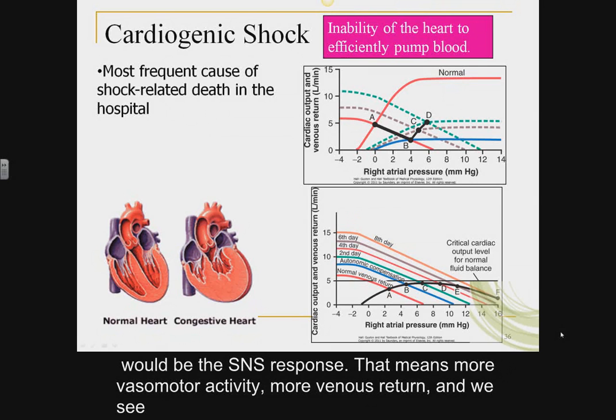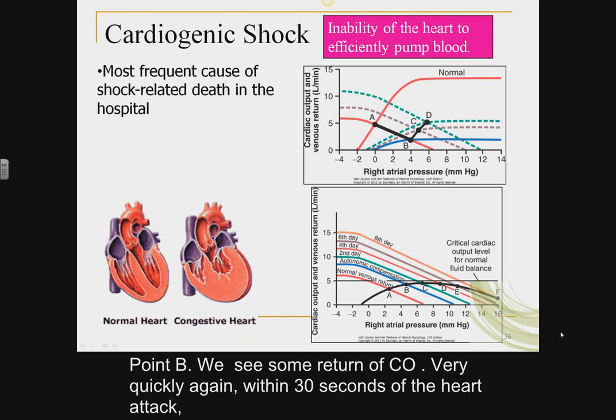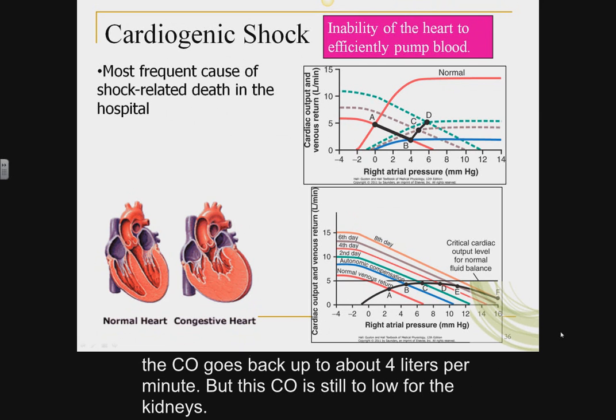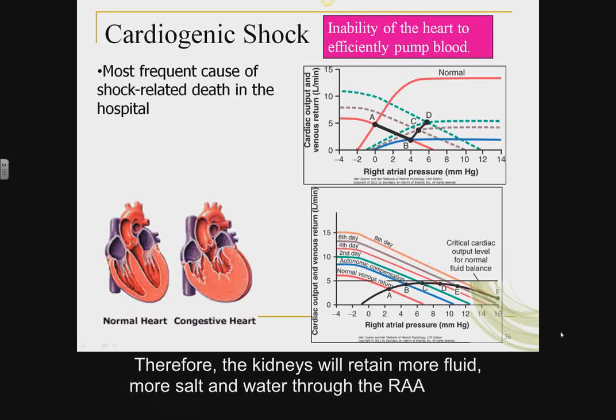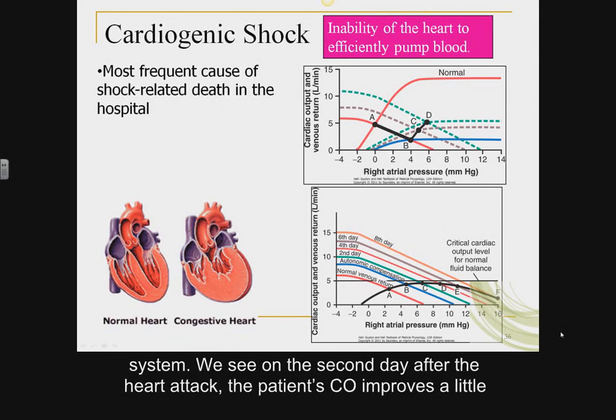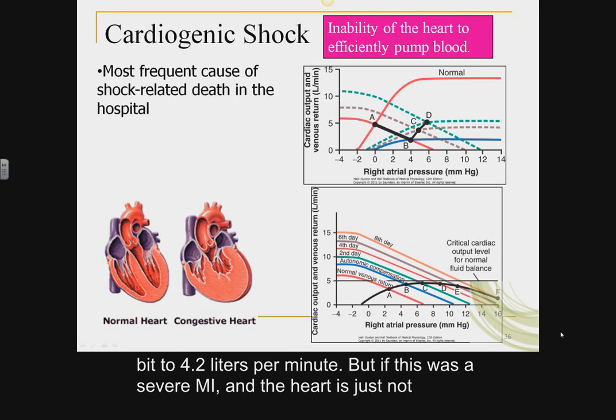Then we're going to see autonomic compensation. That would be the sympathetic nervous system response. That means more vasomotor activity, more venous return, and we see this in point B. We see some return of cardiac output. Very quickly again, within 30 seconds of the heart attack, the cardiac output goes back up to about 4 liters per minute. This cardiac output is still too low for the kidneys. Therefore, the kidneys will retain more fluid, more salt, and water through the RAA system.